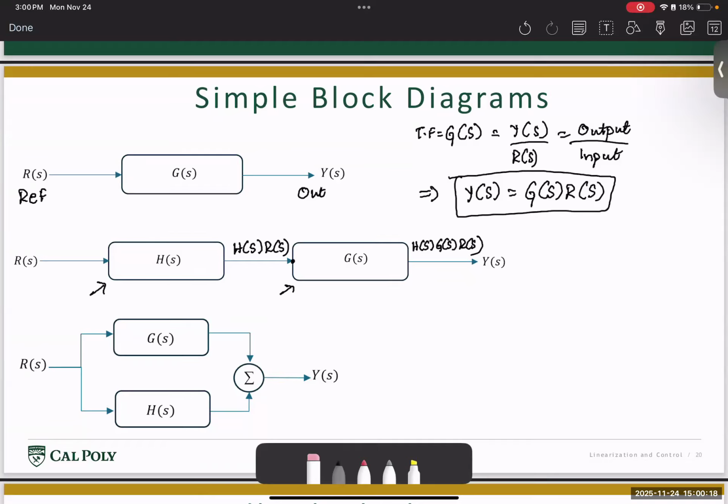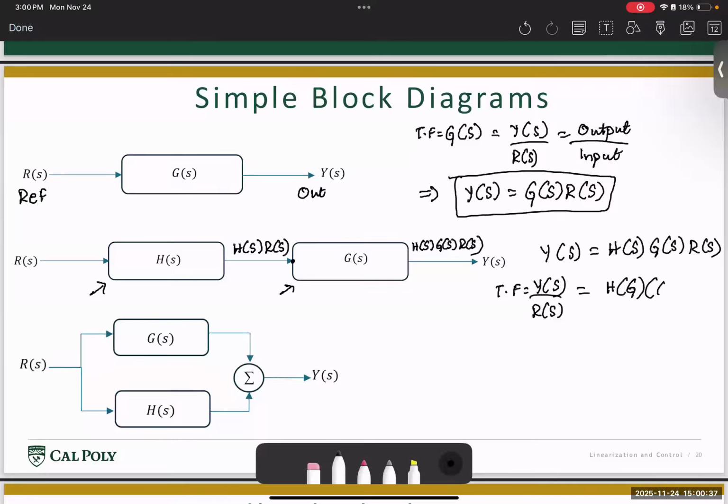Then our output here, Y of S, is given by H of S times G of S times R of S. We said our transfer function is nothing but our output divided by input. Then in this case, the transfer function is nothing but the product of the two terms that were connected in series, H of S times G of S. Let me rewrite this to increase clarity. It's H of S times G of S. So if two blocks of the system are connected in series, then we can simply multiply them.